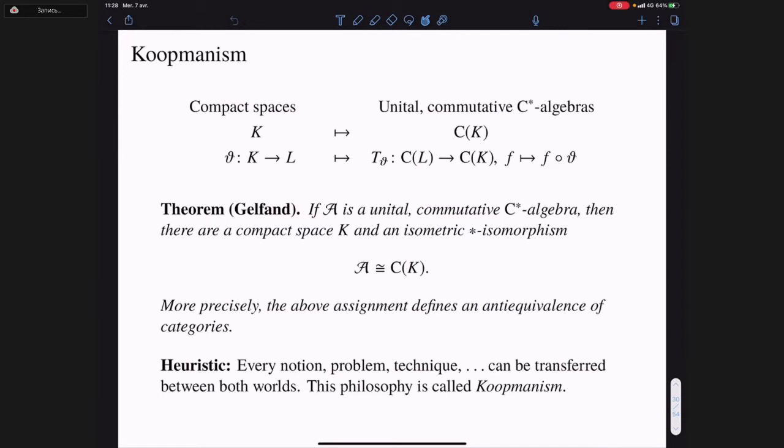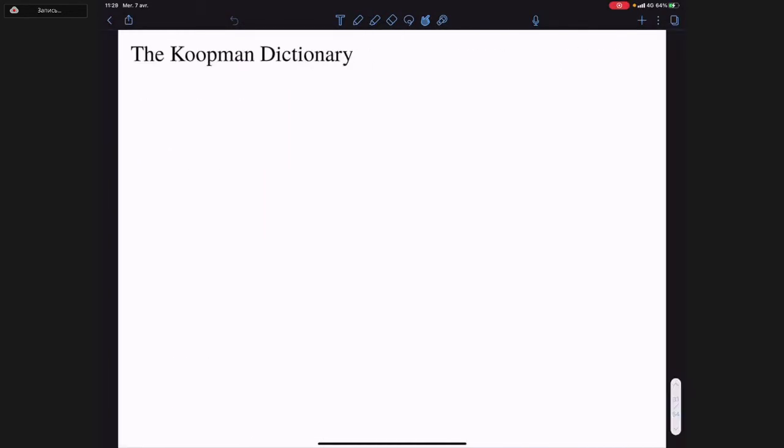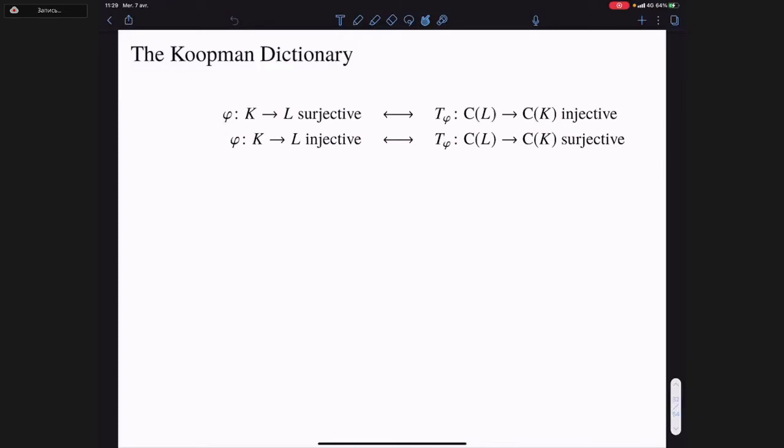Now, how does this help us? Well, this heuristic takes a number of forms. One is the form of a dictionary, which allows you to translate between different notions. Now, here are some examples. For example, if you have a map between two spaces, then it's surjective if and only if the corresponding operator is injective, and you can also reverse the roles.